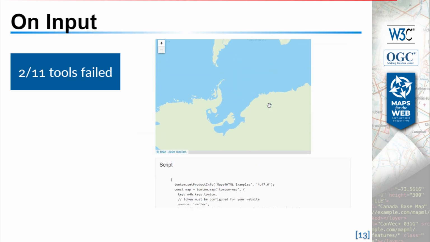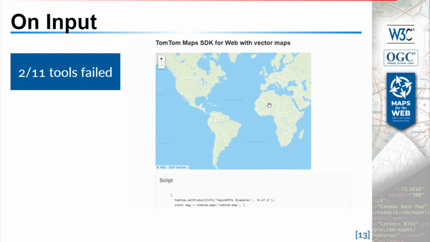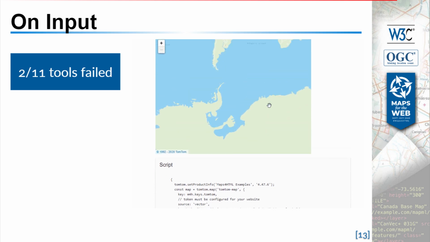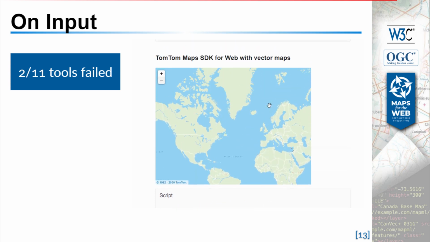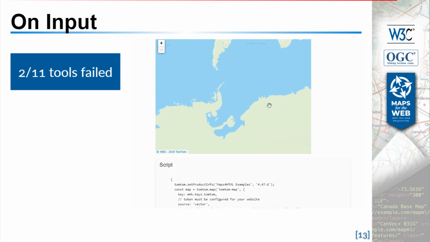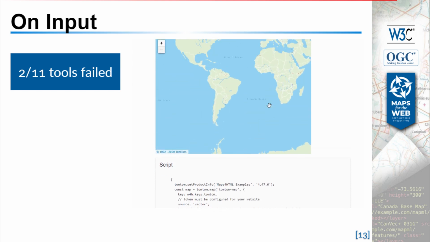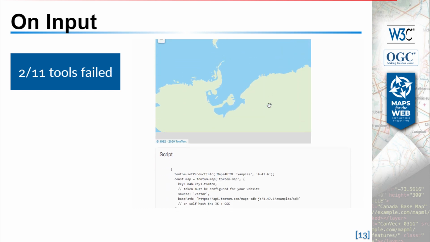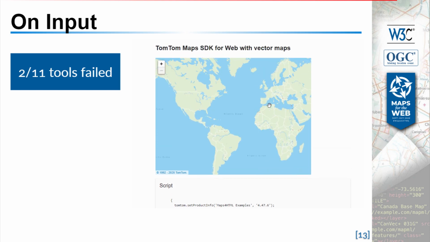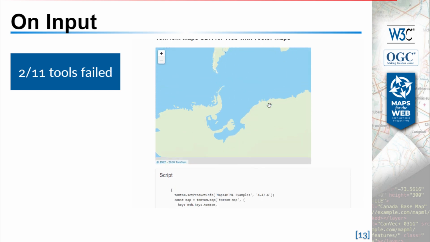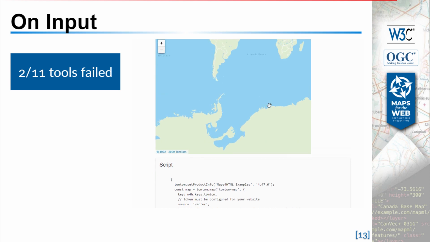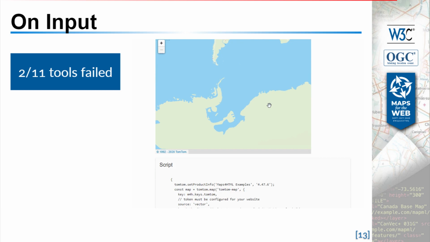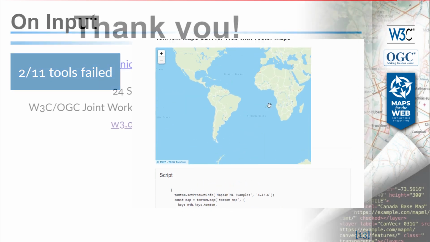On input, 2 out of 11 tools failed. This criterion states that changing any setting in a user interface component should not trigger any changes of context, unless the user has been warned about it. In layman's terms, if a control is used, there shouldn't be any unexpected side effects like changing the viewport size. Here we have a GIF where the up and down arrow keys are being used to pan the map, but unfortunately, the viewport scrolls up and down as well. Now, this can be quite disorienting, so it's important to test for side effects like this.